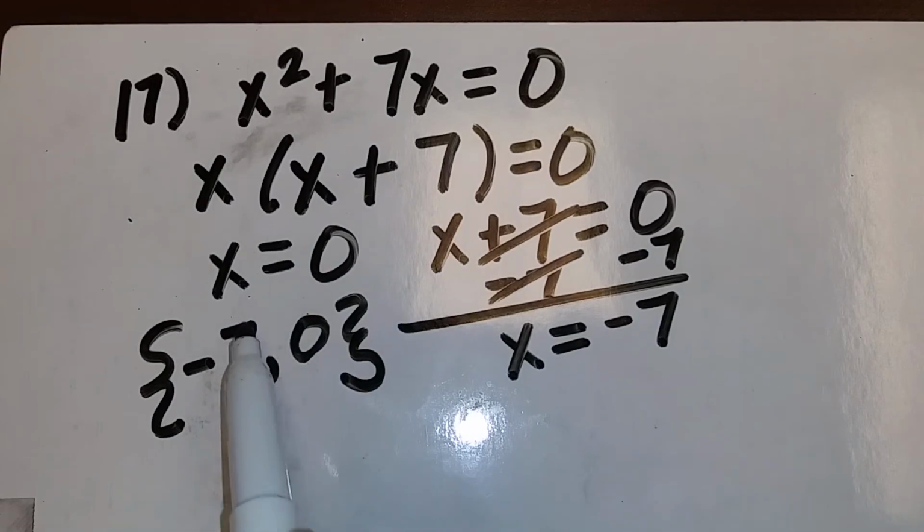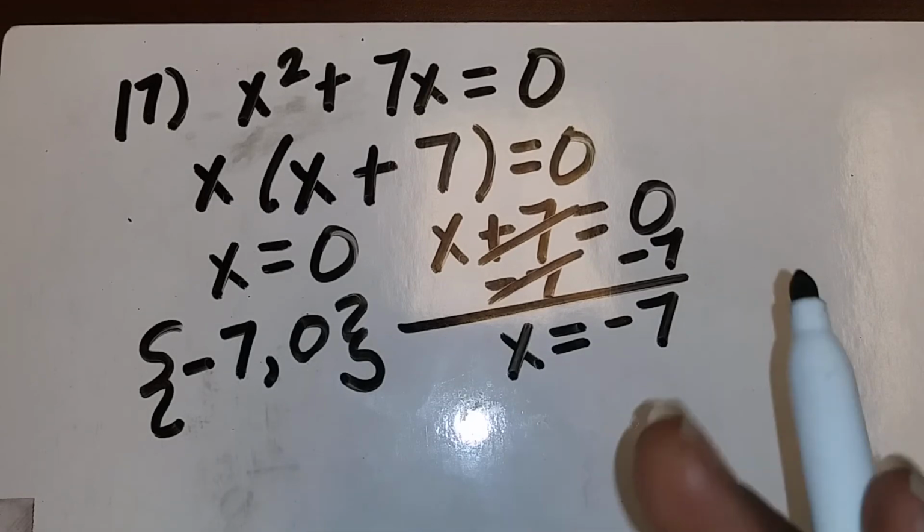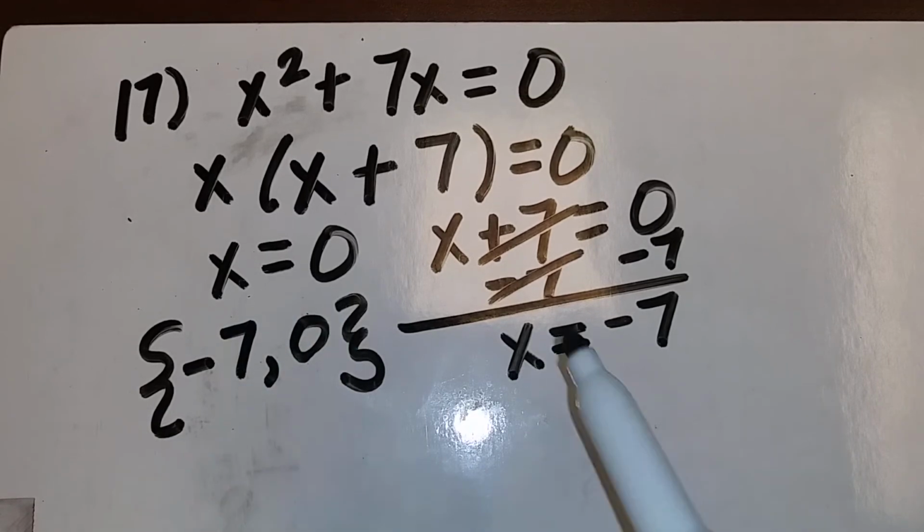This order does not matter, but I do tell students to get in the habit of writing the smaller number and then the larger number, because it's going to help you in your next math class. So put it in numerical order. But if you wrote 0, negative 7, it is still correct. This is a solution set with my braces, and both of these numbers represent x.